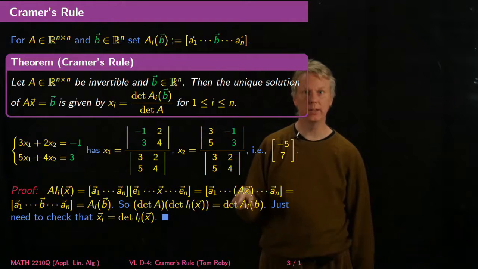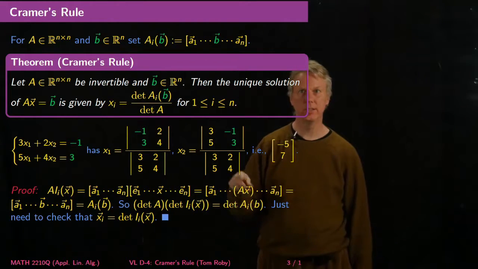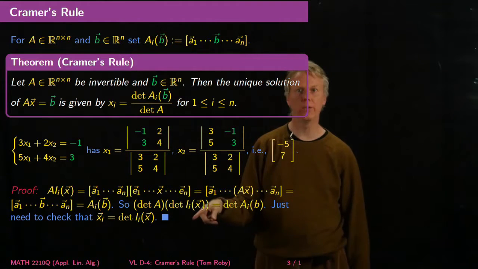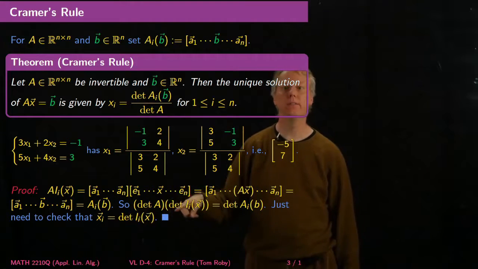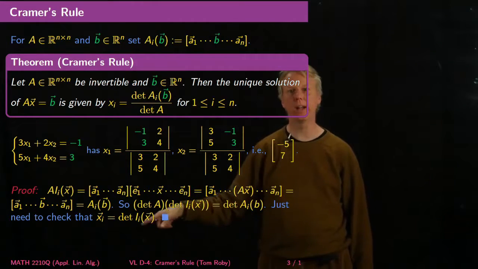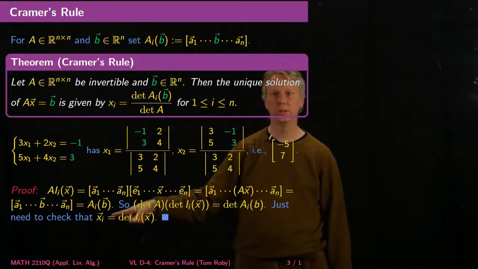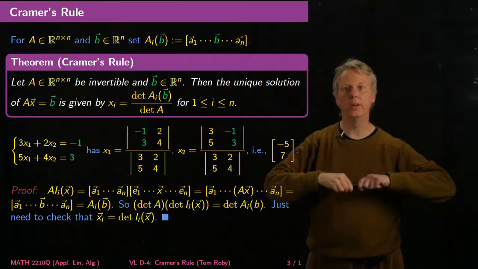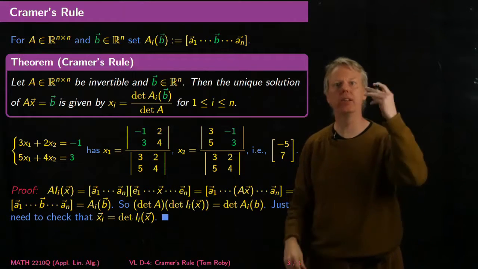And you can see that what I really want to get as output is this divided by this, right? So all I really need to do to finish the proof is to show that in fact the determinant of I_i of x is equal to x_i. Okay, and so how do we do something like that? Well, just analyze it, right?